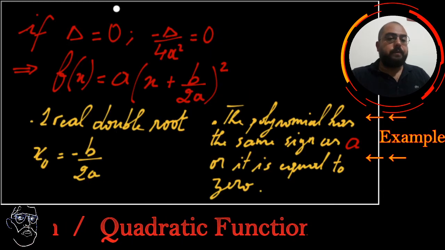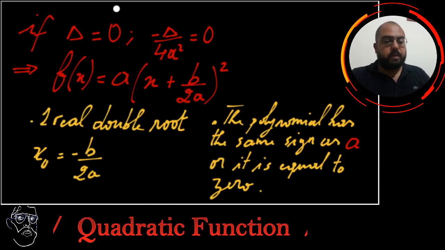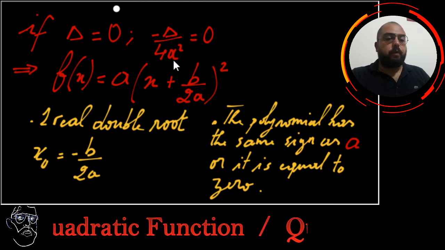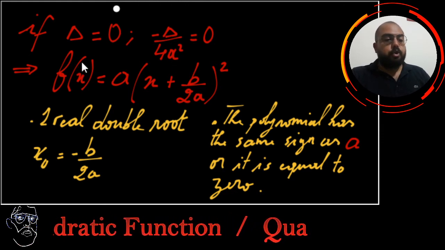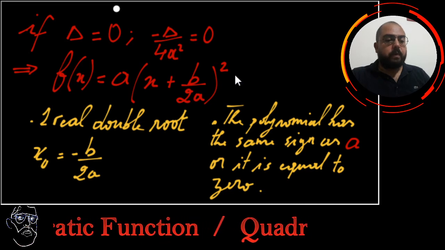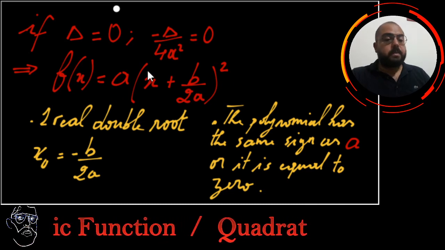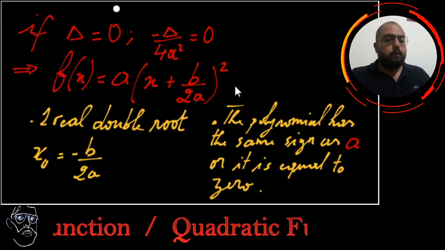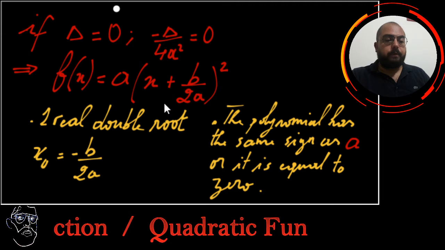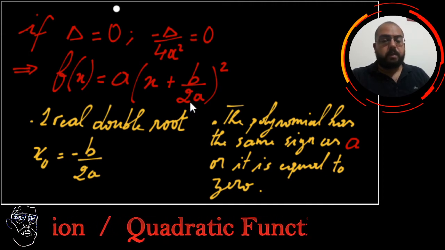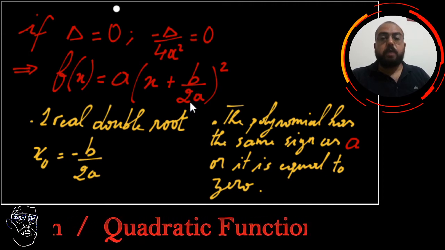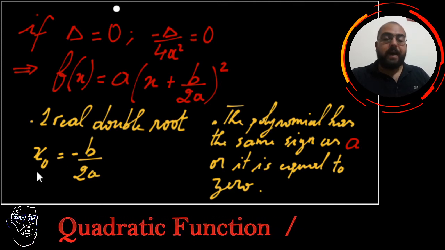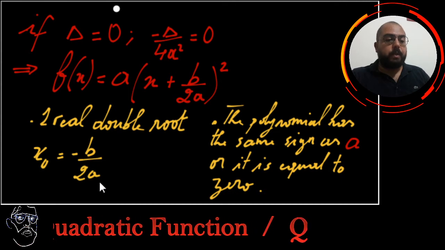Okay, what happens if delta is equal to 0? When delta is equal to 0, the fraction minus delta over 4a squared will be 0. So my function f of x can be written as a times the factor x plus b over 2a to the power of 2. Of course, this is the factorized form of the function. Since delta is equal to 0, I can say there is one real double root, which is called x0, which is minus b over 2a.